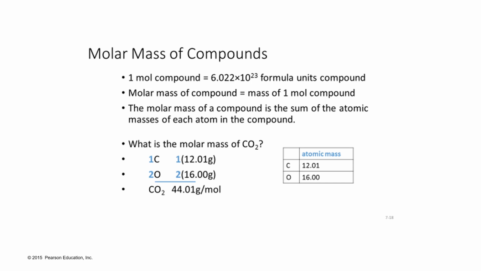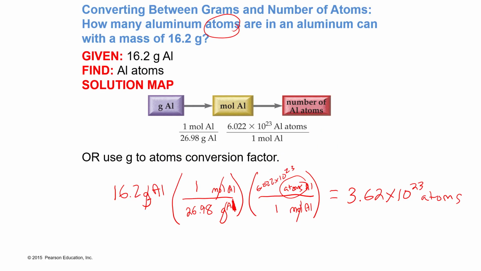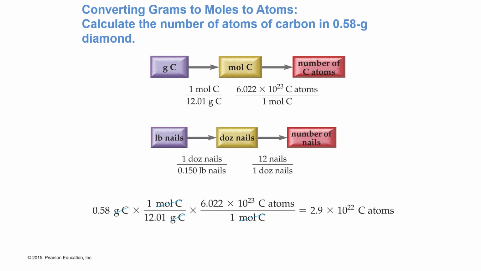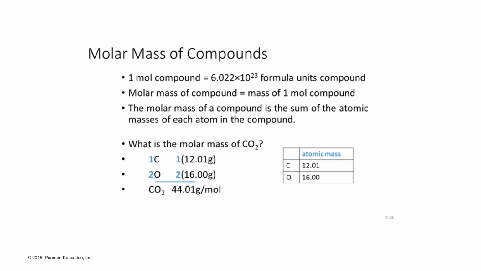All right, so molar mass of compounds. So far, we've just been talking about the mass of individual elements. So we had the mass of lead. In this problem, we were talking about the mass of aluminum. This one, we were talking about the mass of carbon. But what if we have a molecule?